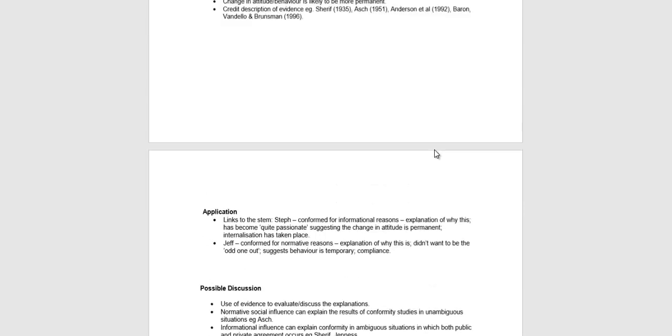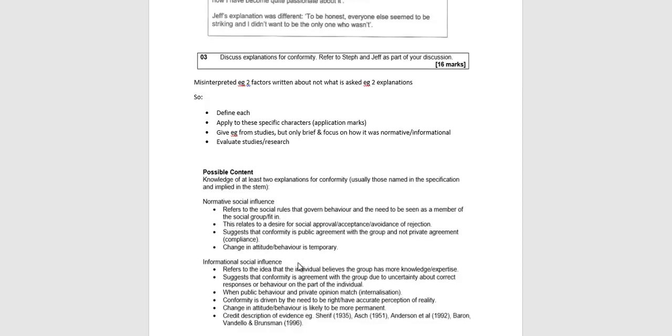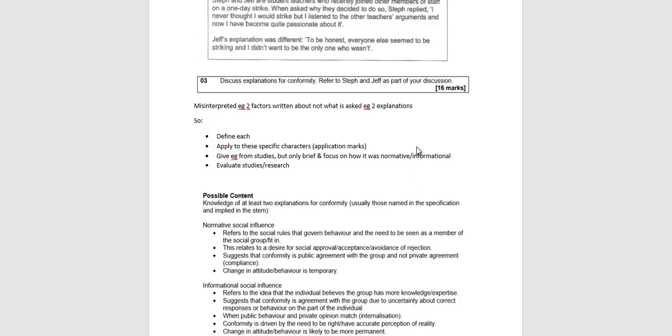So I suppose the main thing to be aware of is just always be very careful. If it asks you about explaining conformity, we're definitely talking about normative and informational. It's very different to the factors affecting conformity. Okay, so be warned of that.